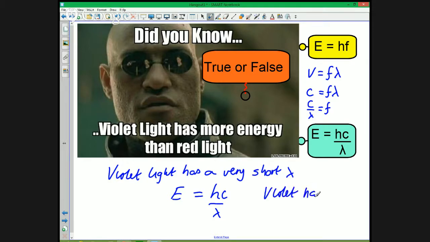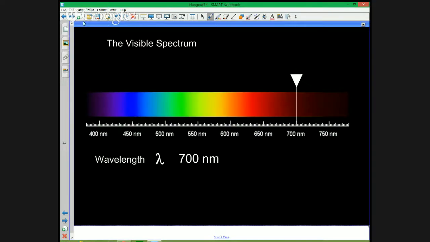So violet light has high energy. Violet has high energy photons. And correspondingly, red light, which has got a long wavelength, will have low energy photons. So in this particular case, it's true. Violet light has more energy than red light, all because it has a much shorter wavelength. And that's a little diagram you have to remember for that. You have to remember along the lines that red is 700 nanometers, violet light 400 nanometers, and that will help you with those particular problems.